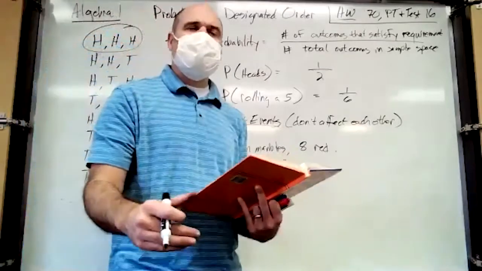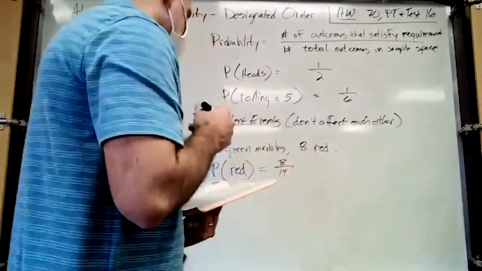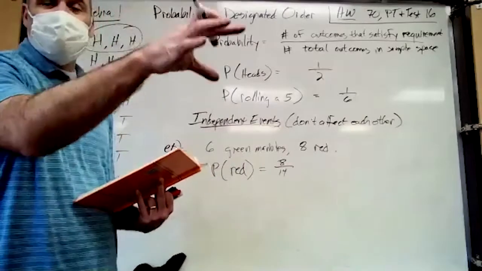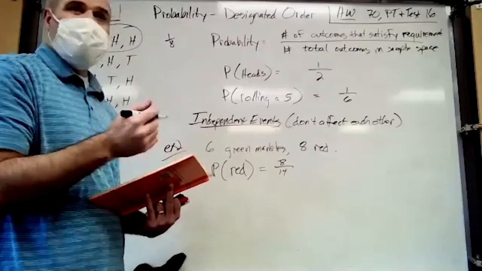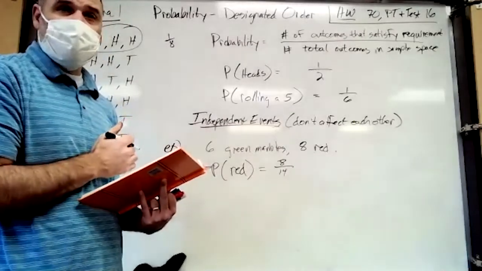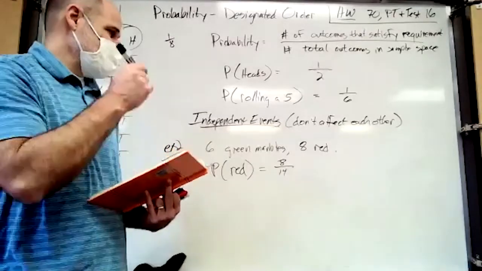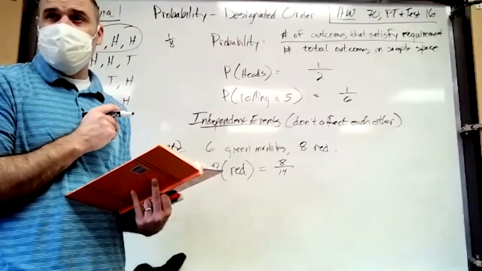But yeah, it doesn't affect. It's an independent event, right? Now, if I would have held on to that red marble and then tried to, what's the probability of getting a red marble the next time? Well, now there's one less red marble and there's one less total marble. So probability of getting a red marble the second time would be 7 out of 13. You see how that works?